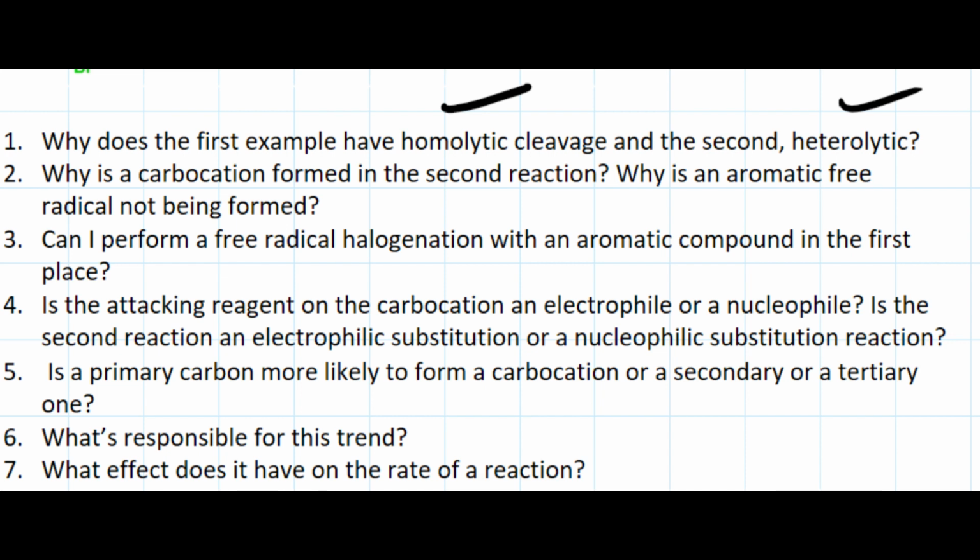Is the attacking reagent on the carbocation over here that you see a nucleophile or an electrophile? Does that mean it's a nucleophilic substitution reaction or an electrophilic substitution reaction? If I'm forming a carbocation, what's the trend when I have a primary versus a secondary versus a tertiary carbon? What's the trend? What is responsible for this trend to be there? And what effect does it have on the rate of reactions?